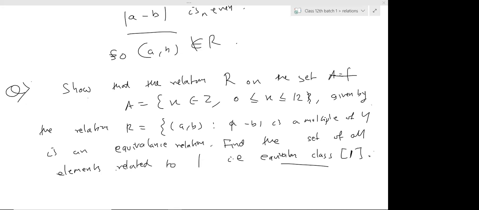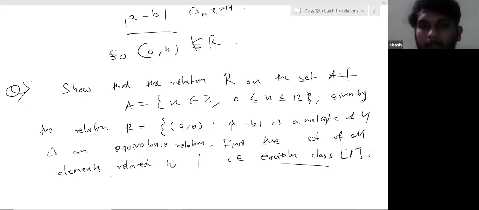So what is after, find the set of all elements related to one. All right, related to one, that is the equivalence class, and this is square brackets 1.